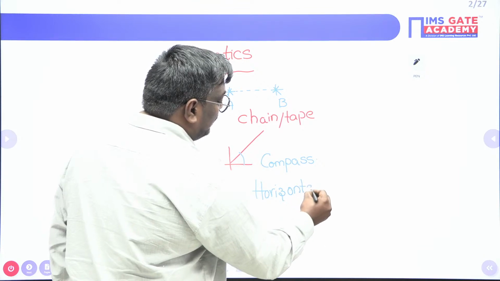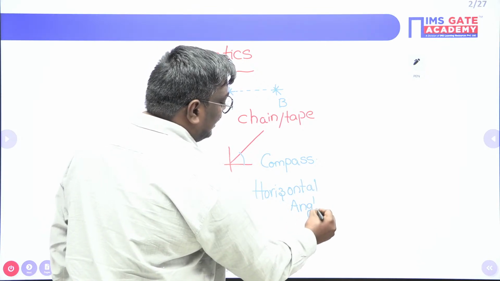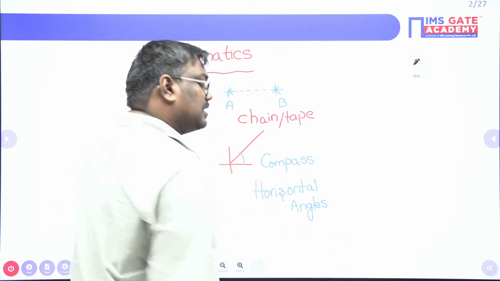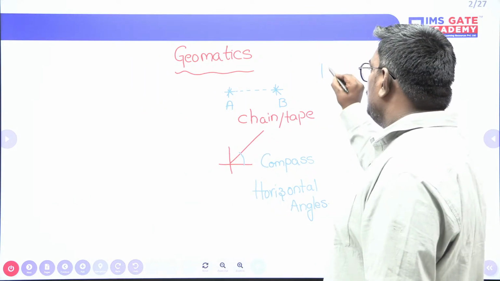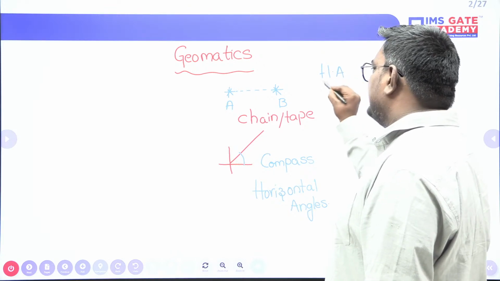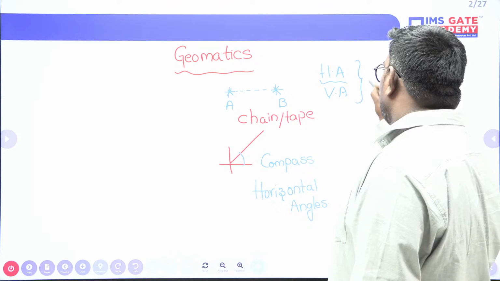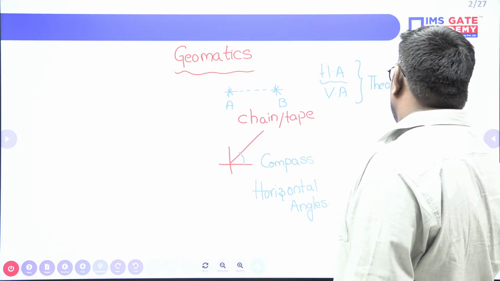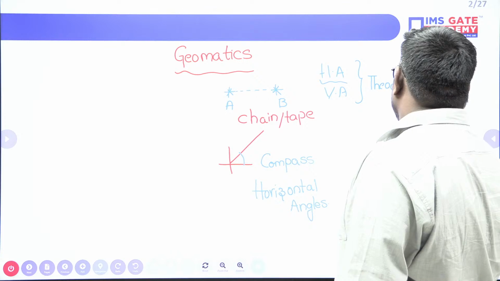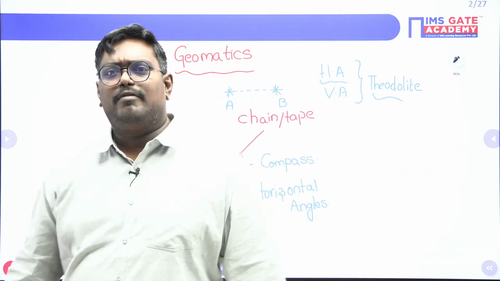Okay. My dear students, if you want to measure the horizontal and vertical angles, remember, you can go with an instrument called the theodolite. HA means horizontal angle, VA means vertical angle. So the theodolite is an instrument used to measure the horizontal and vertical angles.